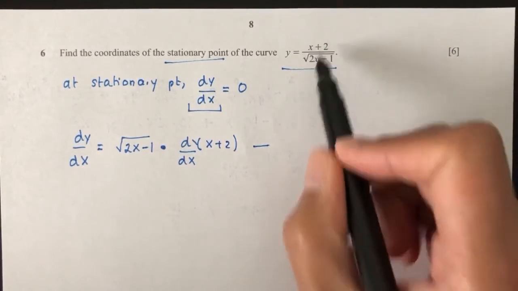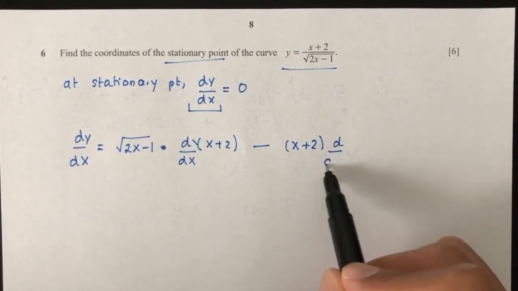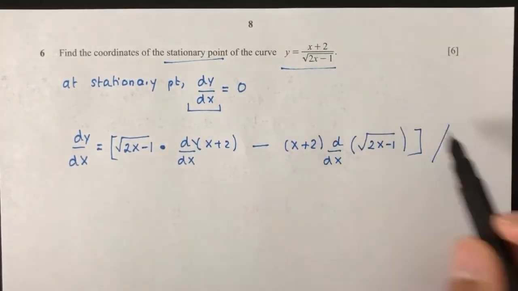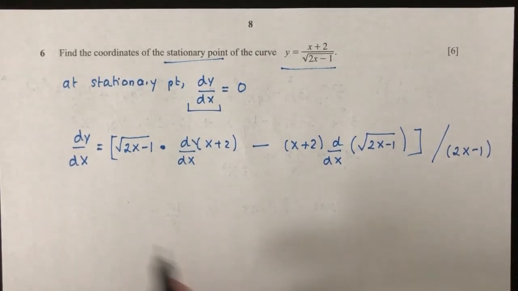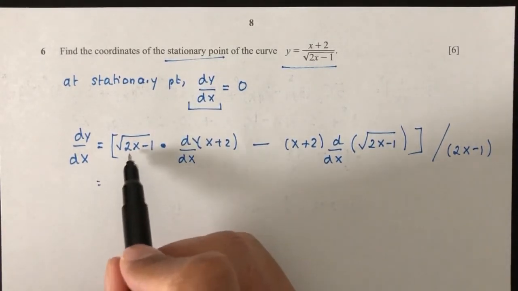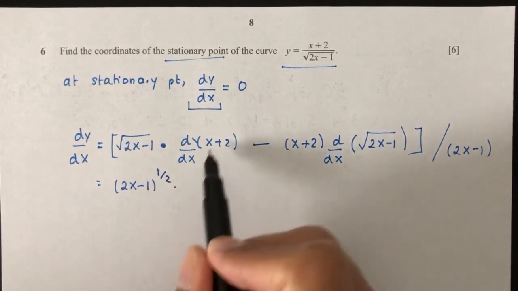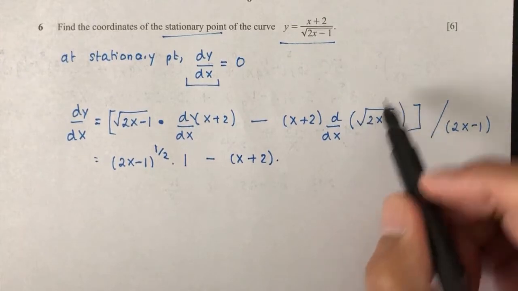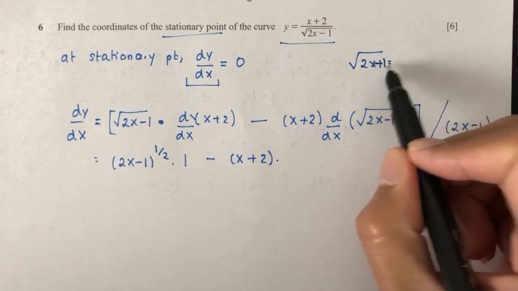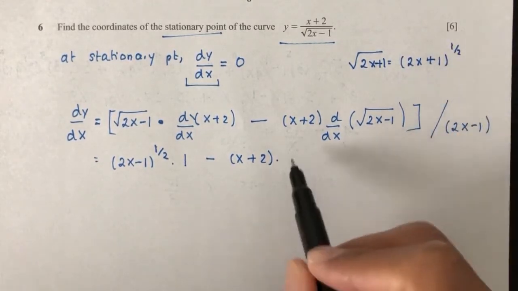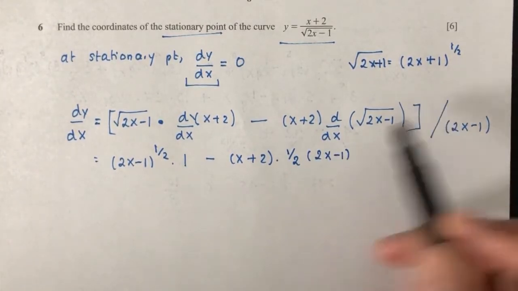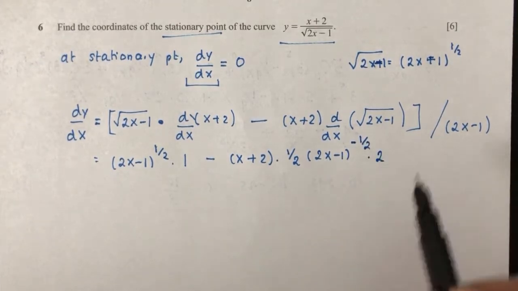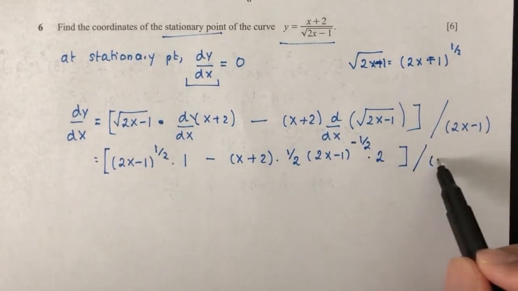Then we say minus. Now we take the top one and multiply by d by dx of the bottom one. All of this we have to divide by the square of the bottom one, which will be 2x minus 1. Now we have to simplify. So this will be 2x minus 1 power half times 1, minus x plus 2. As you know, 2x minus 1 is equal to 2x minus 1 power half. So that will be half times 2x minus 1 power minus 1, so minus half times 2. And all of this divided by 2x minus 1.